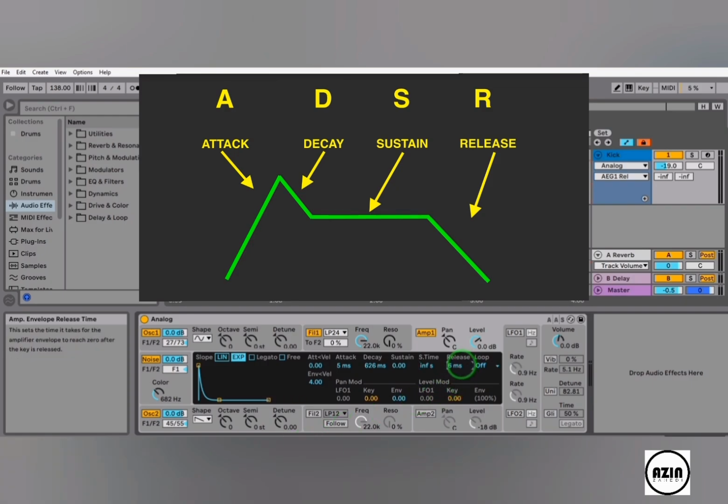7. Release, or R. How long the sound takes to fade after the key is released. Kick very short, bass short, 50 to 150, pluck short, 30 to 80, lead medium, 100 to 300, pad long, 400 to 2000. Release determines the tail.